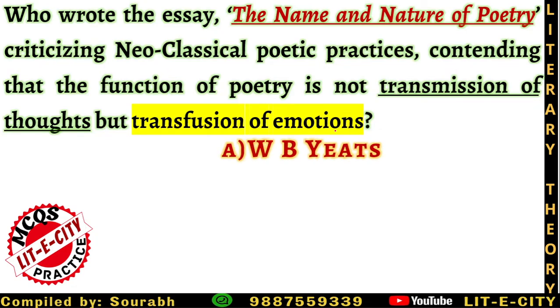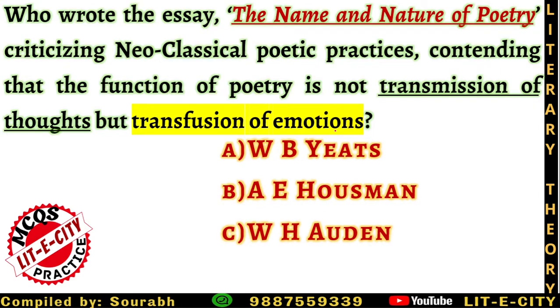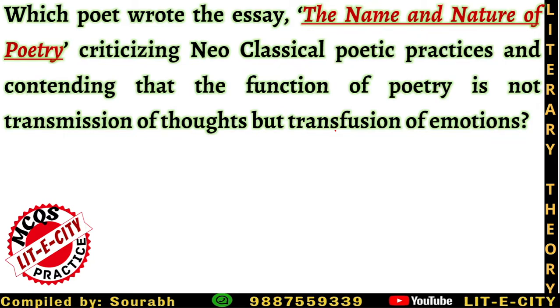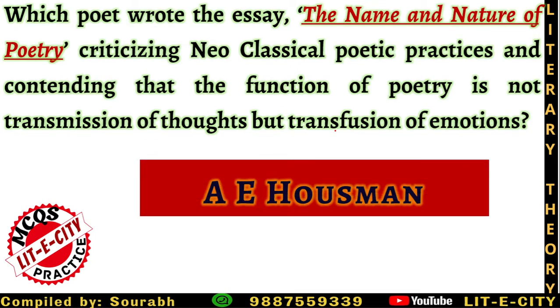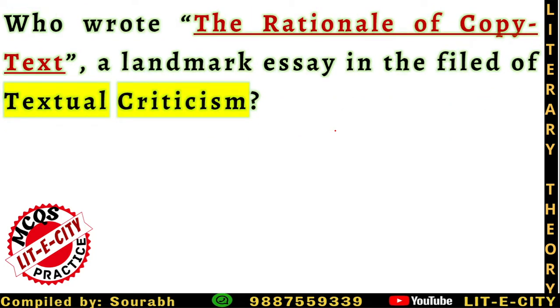Our options are W.B. Yeats, second one is A.E. Housman, third one is W.H. Auden, and the last one is Robert Frost. These poets, though they belong to the 20th century, somehow have a streak of romanticism in their poetry. And the correct answer for this particular question, The Name and Nature of Poetry, is written by A.E. Housman, the mystic poet, who wrote The Rationale of Copy Text, which is a landmark essay in the field of textual criticism.